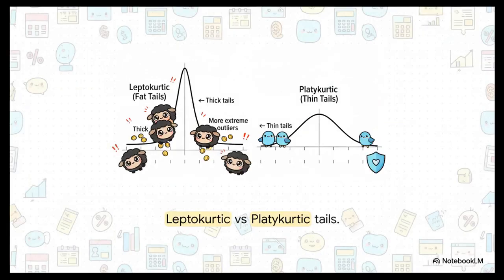All right, now for kurtosis. On the left, we've got a leptokurtic distribution. Notice that really sharp peak and those very thick, fat tails. Then on the right, a platykurtic distribution, much wider peak, super thin tails.